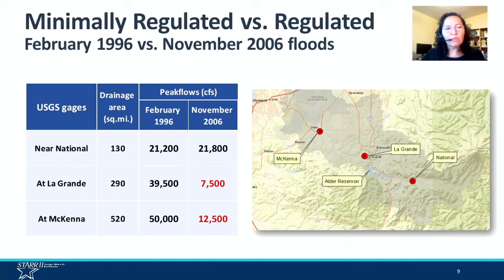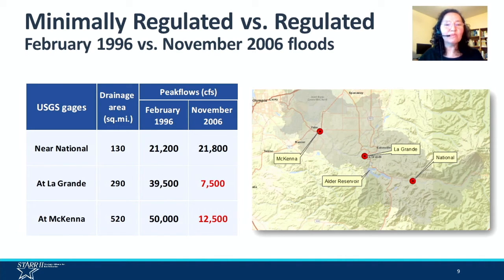So, knowing that the February 1996 and the November 2006 were major floods in western Washington, we started looking at the gauge records to compare these 2 events. What we found is that upstream of the reservoir, the unregulated gauge near National registered record peak flows of the same magnitude for these 2 events. On the other hand, the regulated gauges downstream told a very different story, having the 1996 event as their largest event ever.